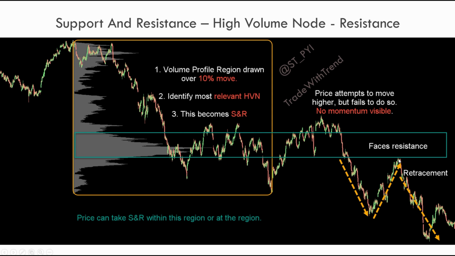Look where it retraces back and takes resistance. It is again at this high volume node, and then it moves away. So this is how a high volume node can act as a support or a resistance while trying to swing trade in the direction of the trend.